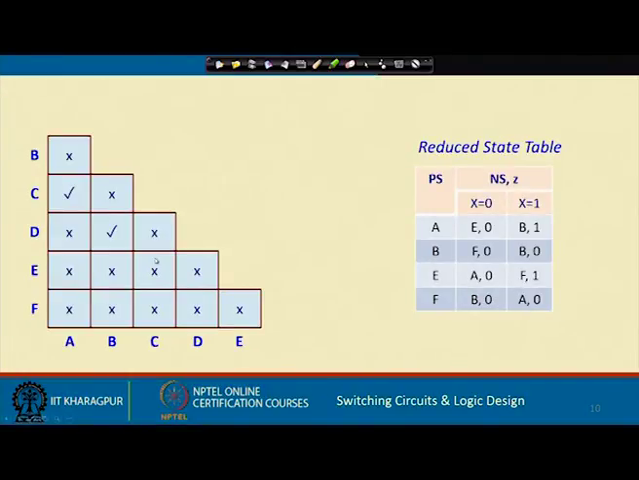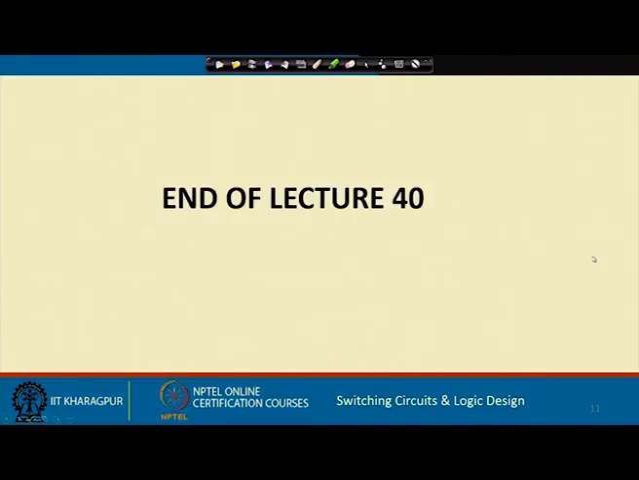So, this is the final implication chart, and B and D you merge together. And earlier of course, this A and C was also there, AC and BD, these two are there. So, the AC you merge together and B and D you merge together. So, you get the final reduced table. So, like this you can reduce the size of the table.